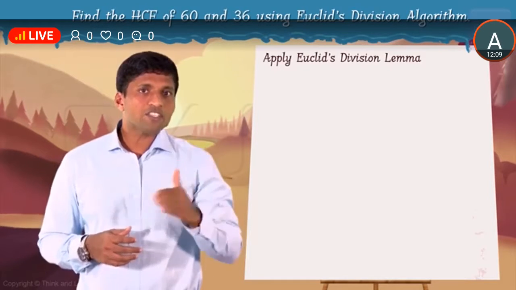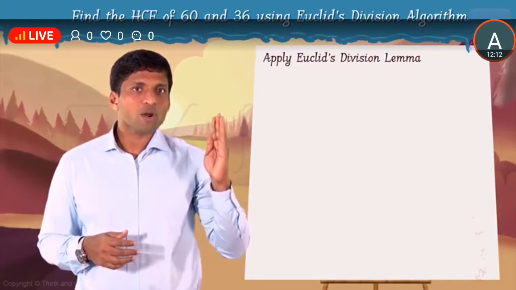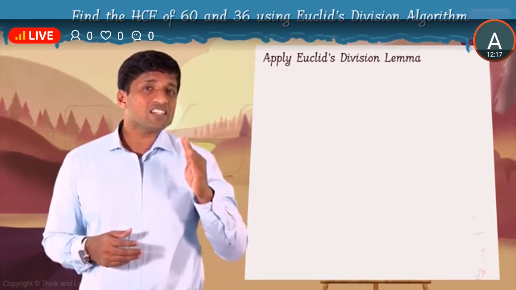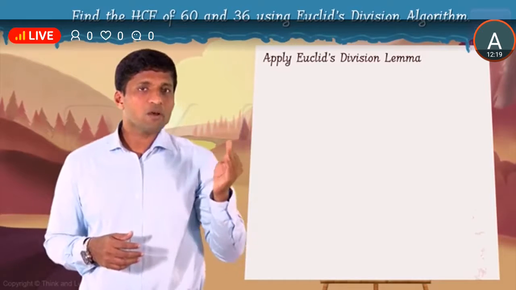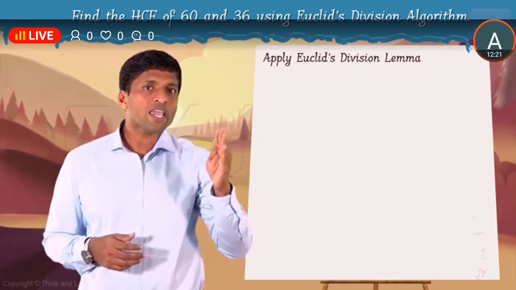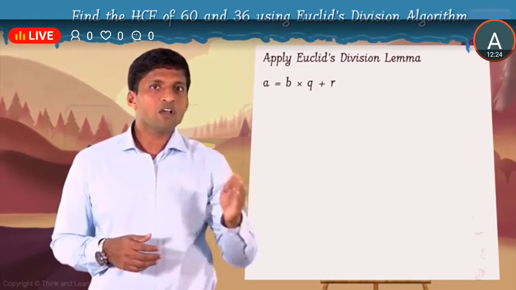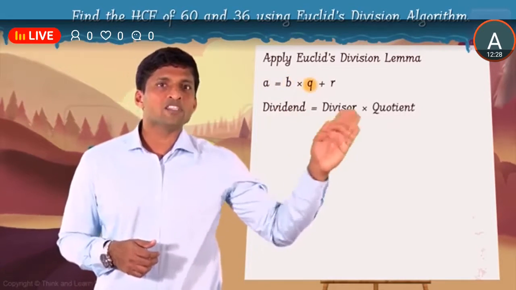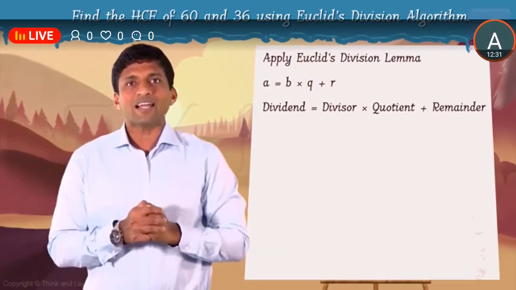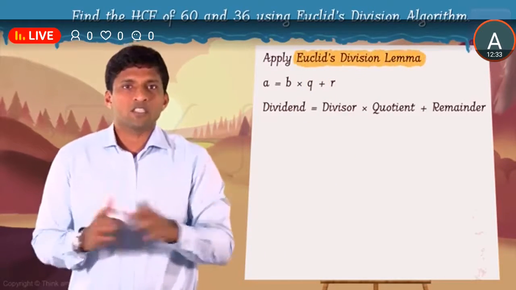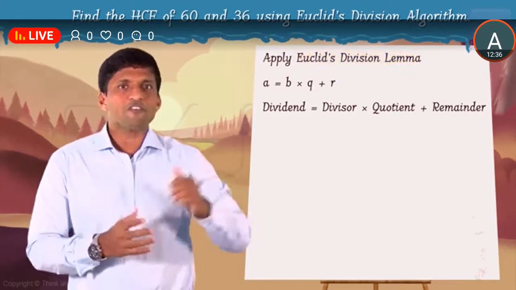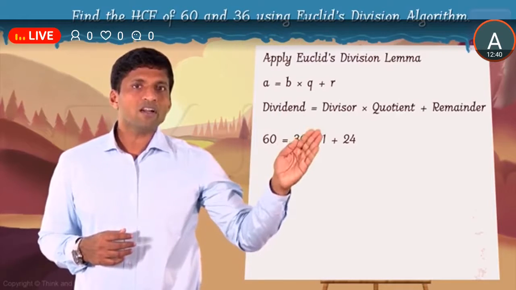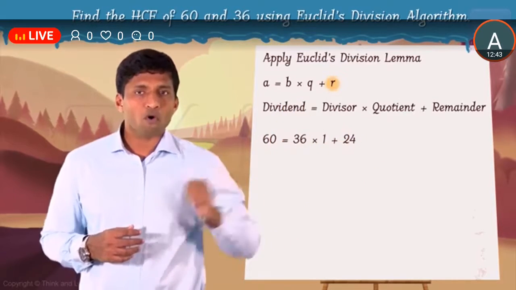So when I say apply Euclid's division lemma, what you are supposed to do is, you write 60 equal to 36. You are basically considering a division of 60 by 36, but I'll represent it in that format of A equal to BQ plus R, where A is the dividend, B is the divisor, Q is the quotient, and R is the remainder. So if I express it like that, that's the meaning of applying Euclid's division lemma. That's nothing but division in a different format. So 60 equal to 36 into 1 plus the remainder is 24.